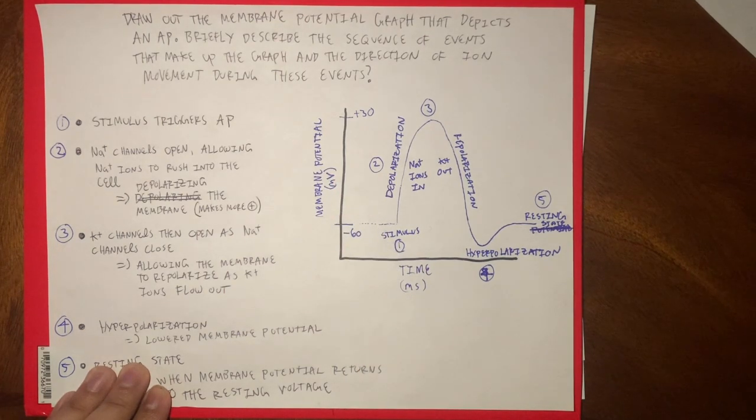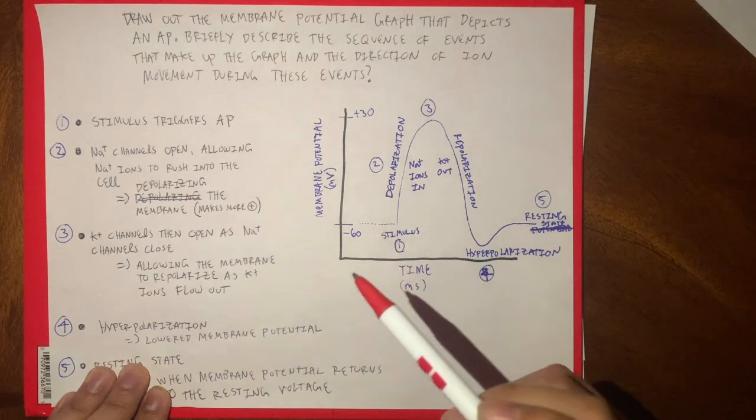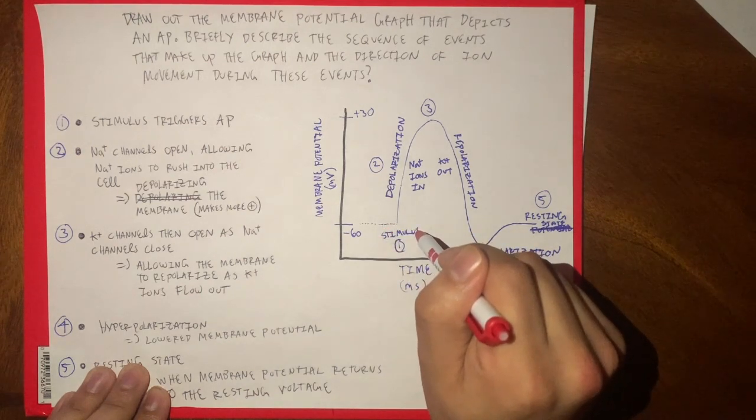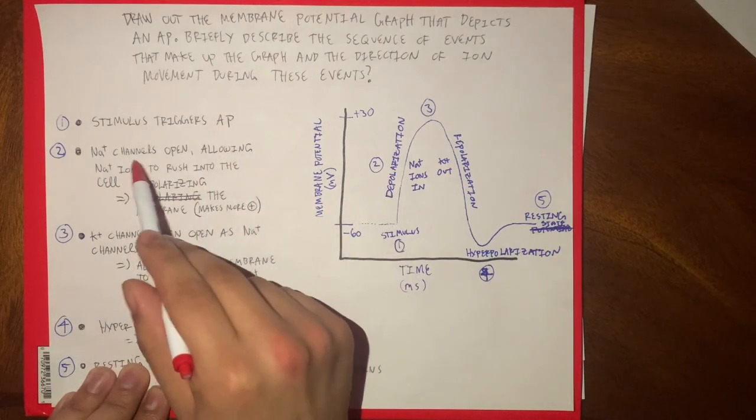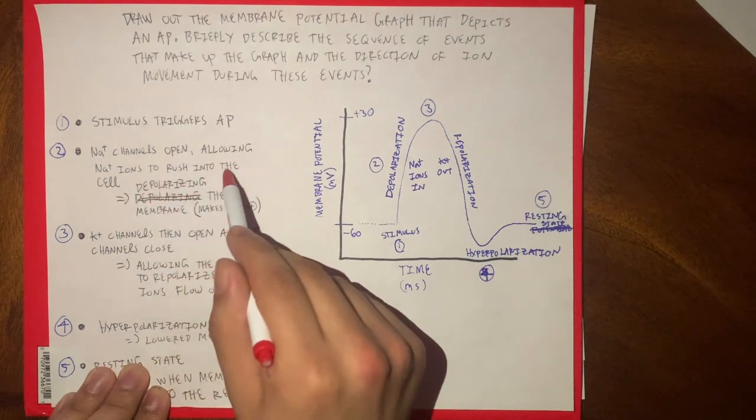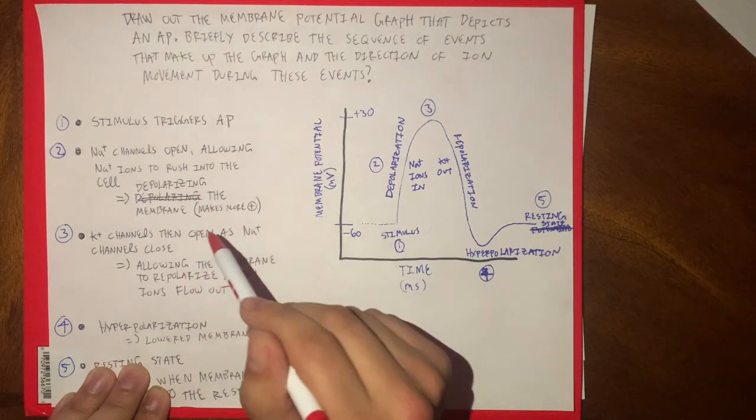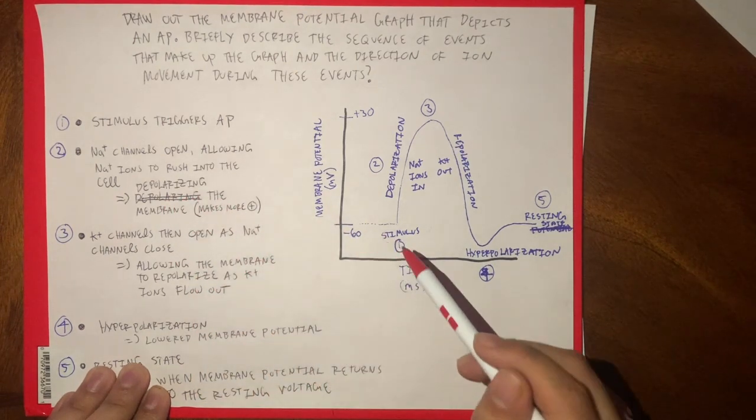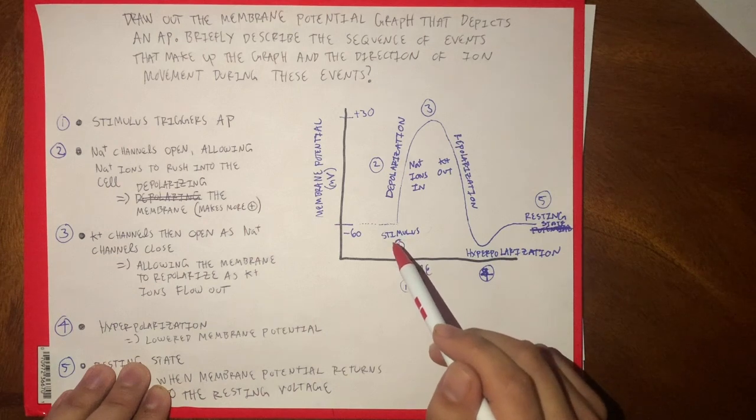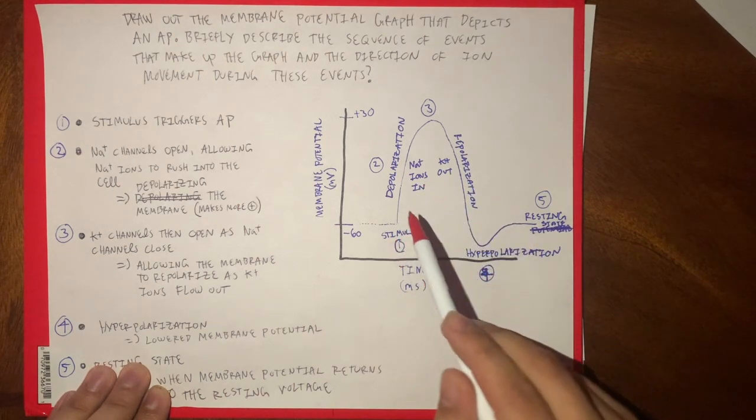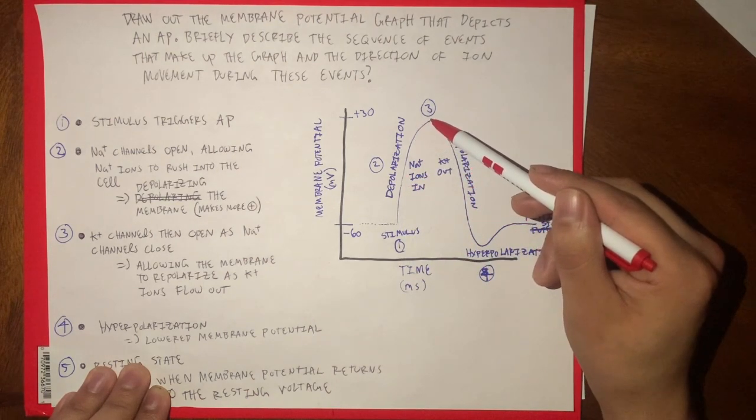So let's go on to step 1. The stimulus triggers the action potential, shown here. During the action potential, we're jumping to step 2. Sodium channels open, allowing sodium ions to rush into the cell. This overall process is depolarizing the membrane, so it's making it more positive. Originally we start at a resting potential, which is at negative 60 millivolts. When you allow sodium ions in, it's making the cell more positive, going to about positive 30.